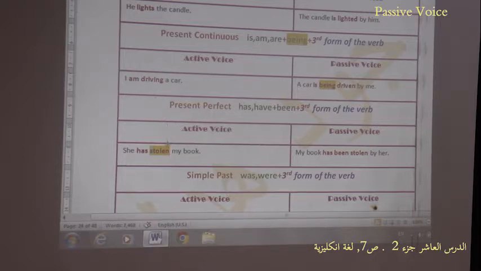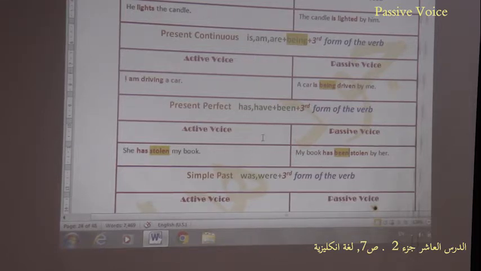She has stolen my book. Now in the passive, you only need to add been between the two parts. So first of all, we use the object instead of the subject. So my book has been. So this is the change. My book has been stolen by her, and she is changed into an object pronoun after the preposition. So she is changed into her.